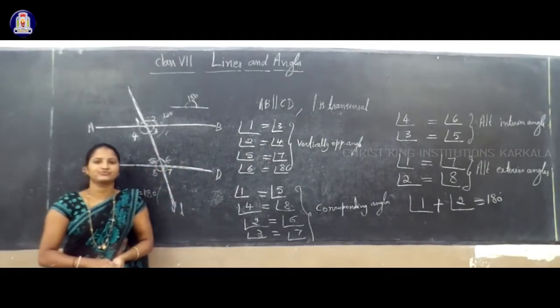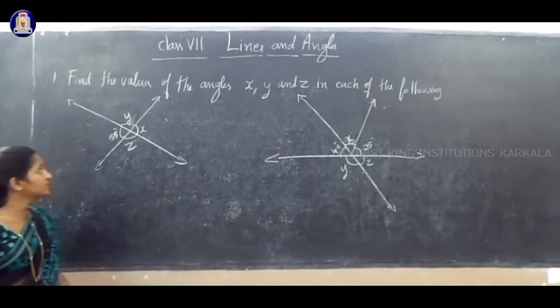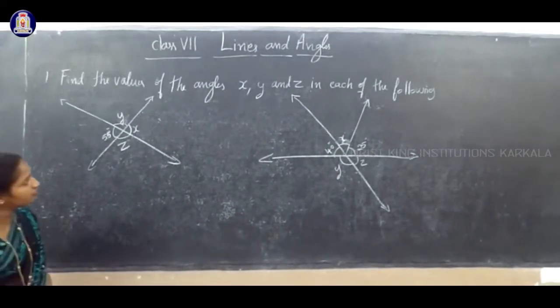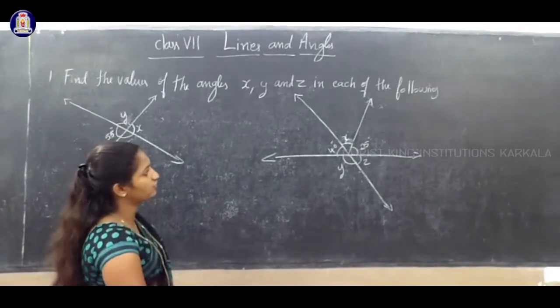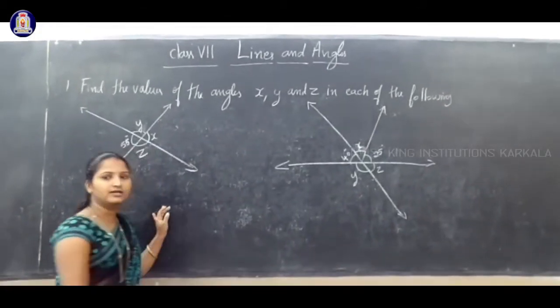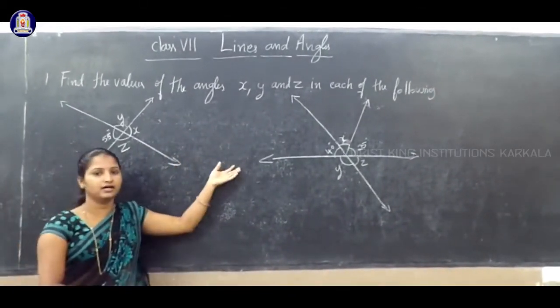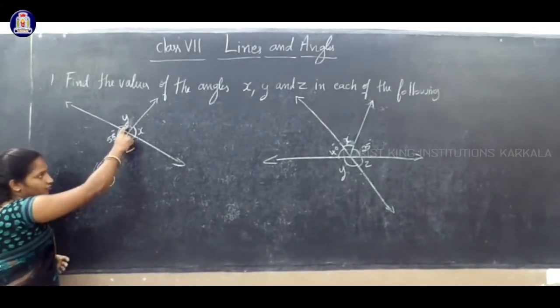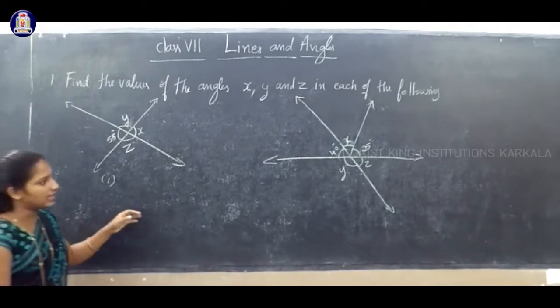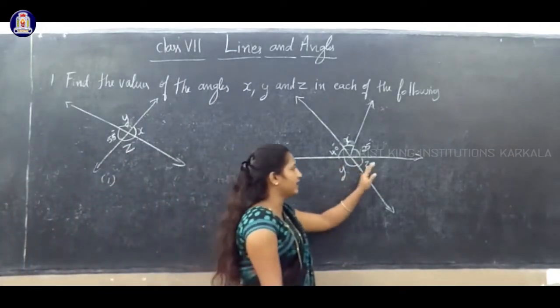Okay, in this question, see the first one: find the values of the angles x, y and z in each of the following figures. So here two figures are given. The first one is this, in which you find angle x, angle y, angle z. In the second one you find angle x, angle y and angle z.